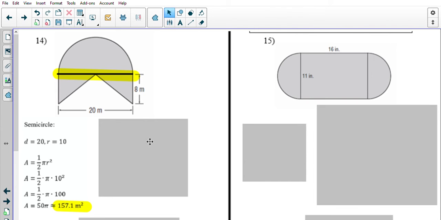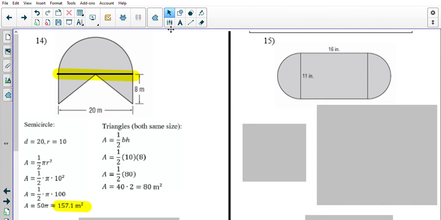Now for the two triangles, we can actually treat those together since they both happen to be the same size. They both have the same base and height. The base is actually the radius of the semicircle, which is 10, and then the height is 8. So we can do half times 10 times 8 for each triangle. That's going to get us 40, and again, that's for each triangle. But I doubled that since we have two triangles to get a total of 80 meters squared for the two triangles together. You could also do 40 plus 40. You could do them separately.